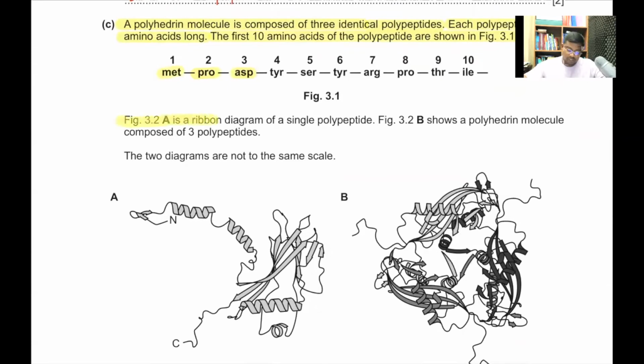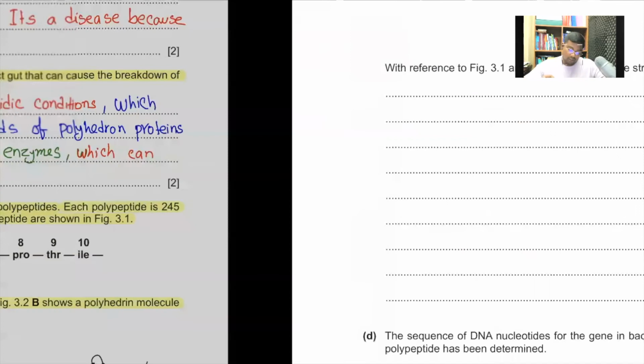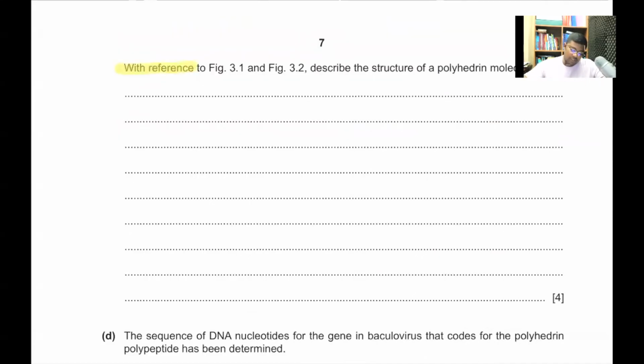Figure 3.2a is a ribbon diagram of a single polypeptide. Figure 3.2b shows a polyhedrin molecule composed of 3 polypeptides. The two diagrams are not to the same scale. So we can see the complete molecule in part B, and we can see a single polypeptide of that complete molecule in part A. Now the question says, with reference to figures 3.1 and 3.2, describe the structure of polyhedrin molecule.